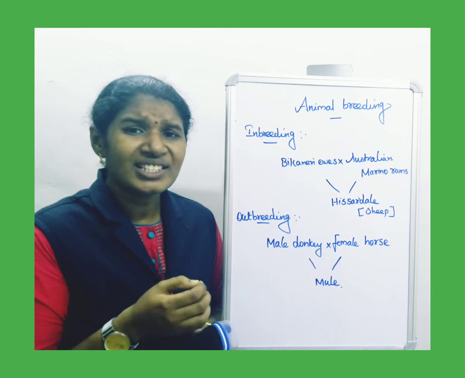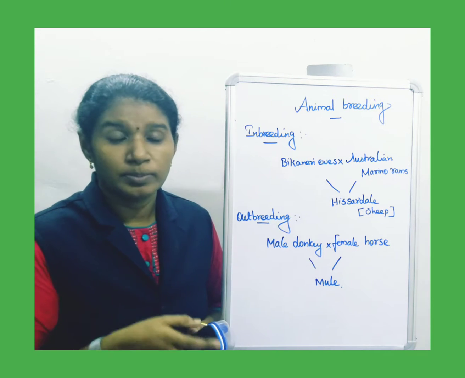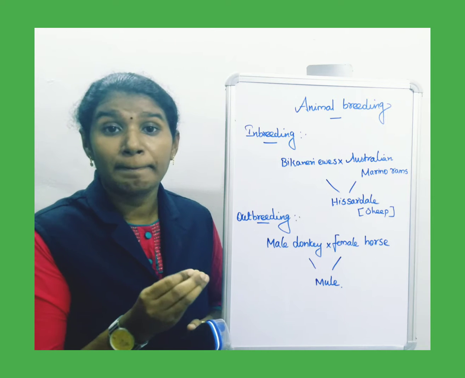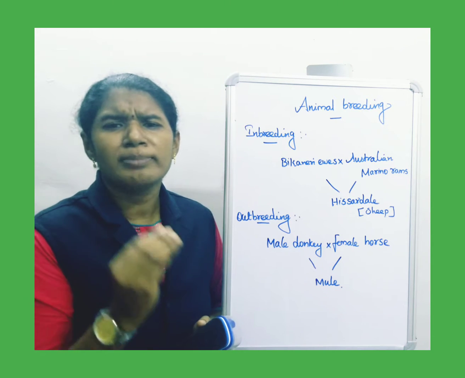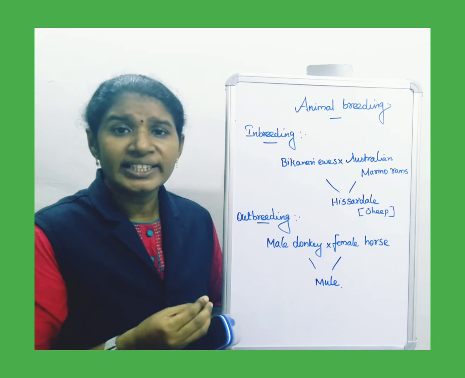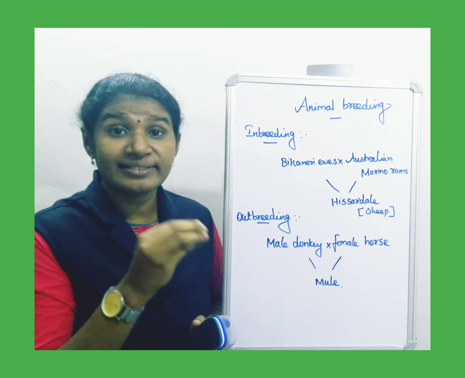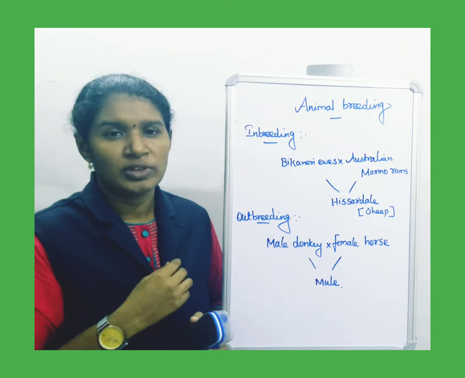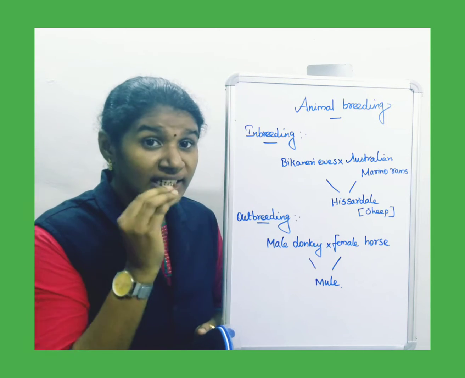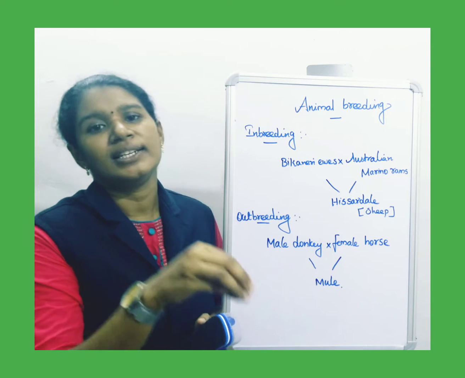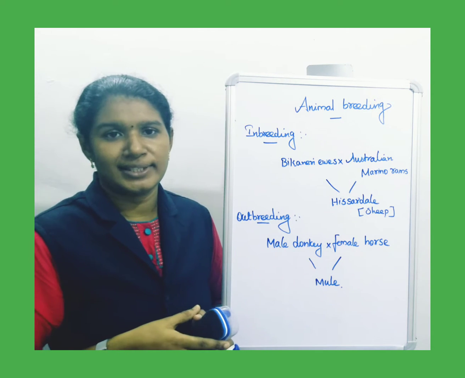We know what is meant by breeding. Breeding means mating parents, to produce a desirable quality or desirable characters in the offspring. That is called breeding. So what is breed? Breed means species, and breeding means a mating process.